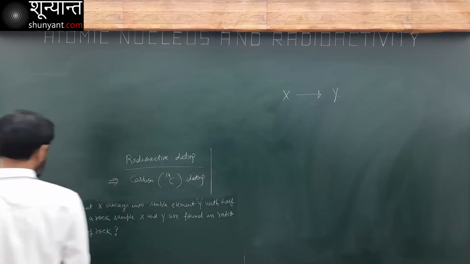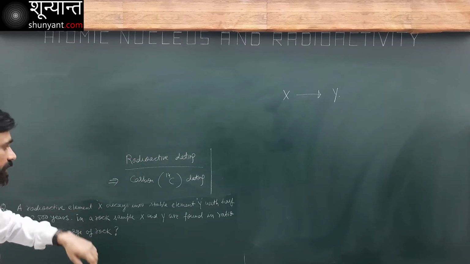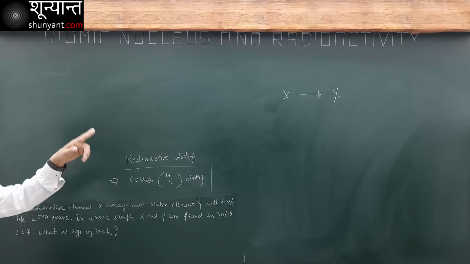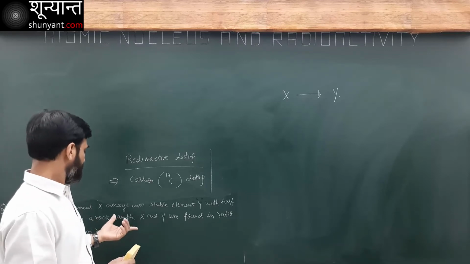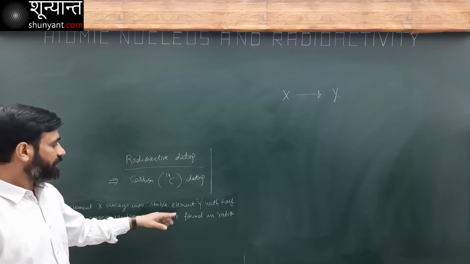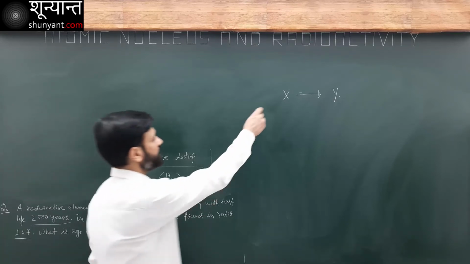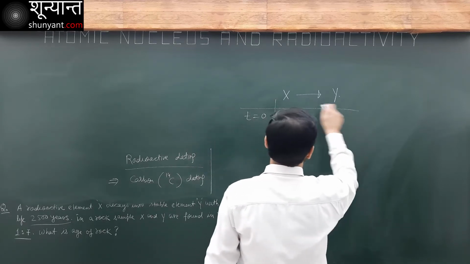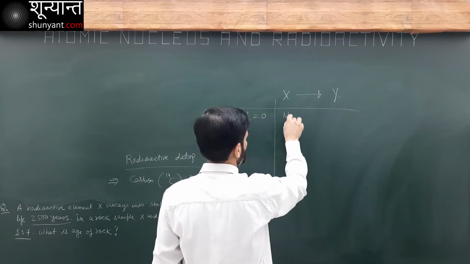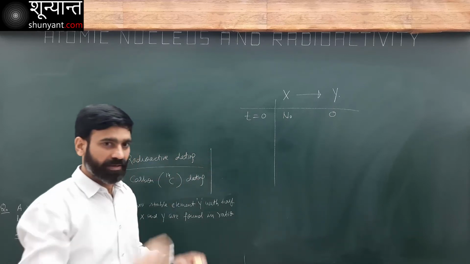Y is stable. There is no further decay. This decay process has a half-life of 2500 years. Now, in a rock sample, X and Y are found in the ratio 1:7. What is the age of the rock? So initially at t equal to 0, what is the amount of X? The amount of X is n naught, let's say, and Y is 0. In the beginning there is only X.